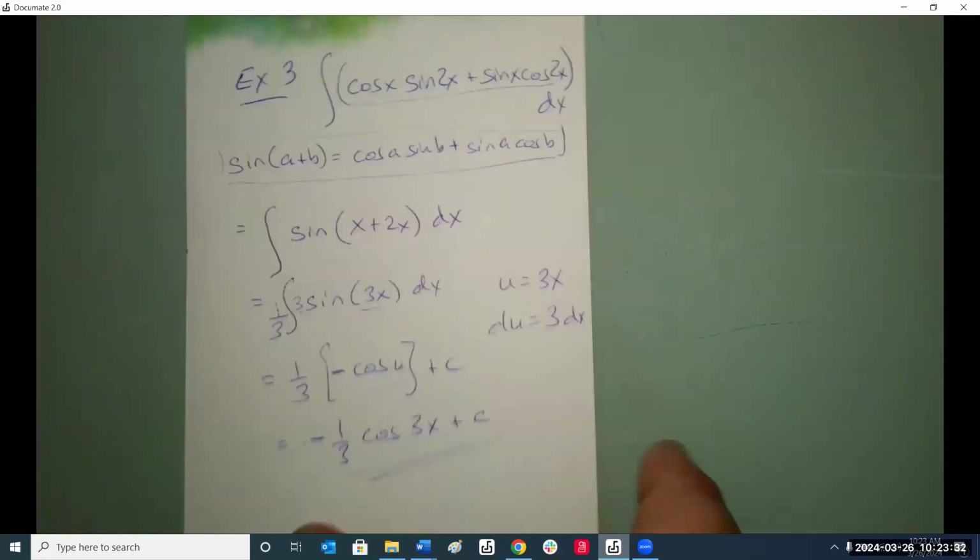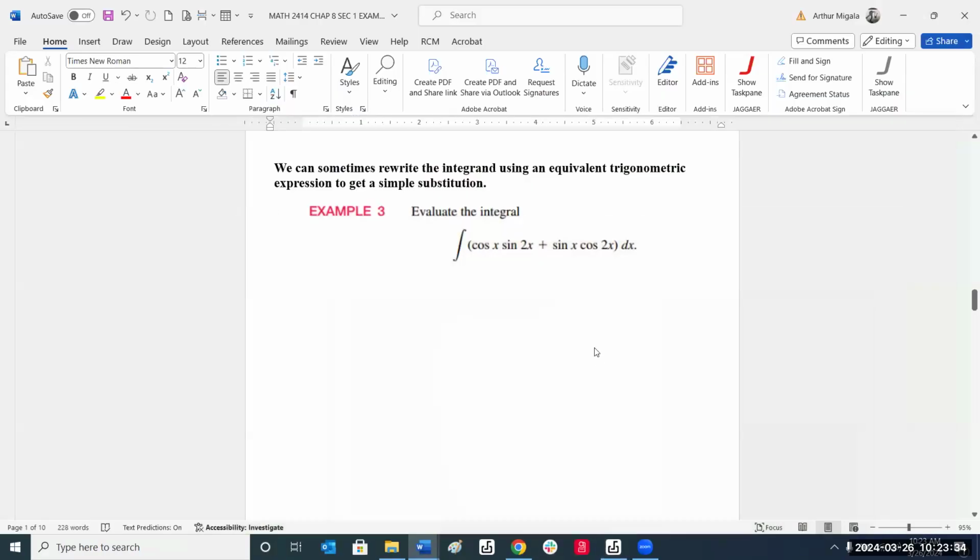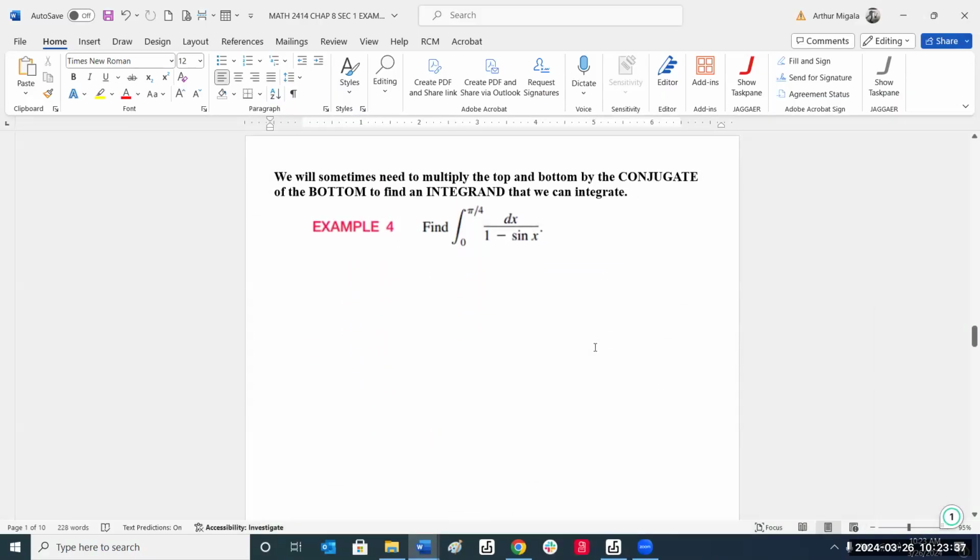All right. Let's look at example 4. What is its condition? We'll sometimes need to multiply the top and bottom by the conjugate. In other words, we'll have a function that is integrable or differentiable, but not in its present form. Especially if we plug in what we have at pi over 4. So we have the sine of 0 is 0. Sine of pi over 4 is radical 2 over 2.